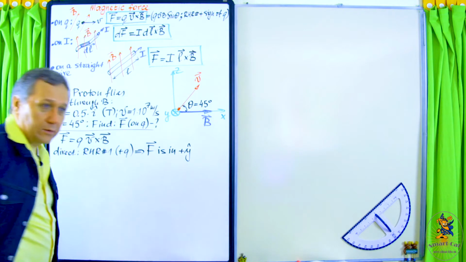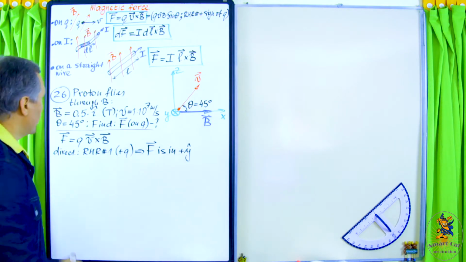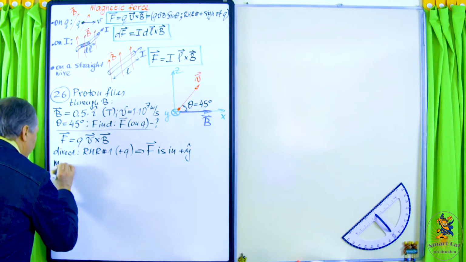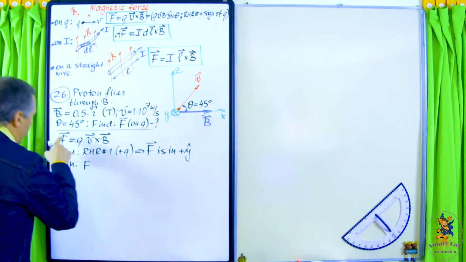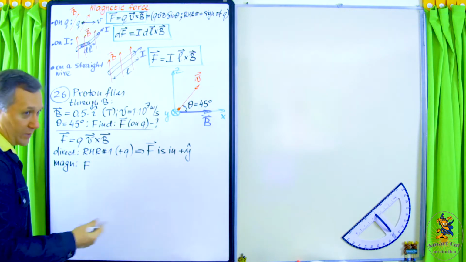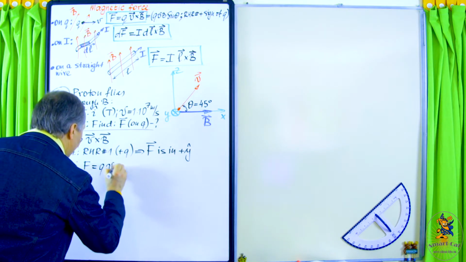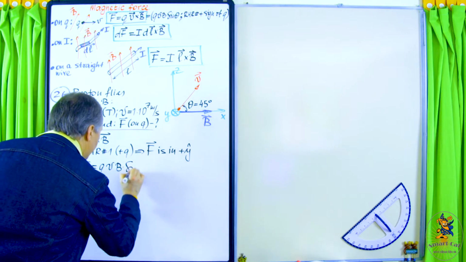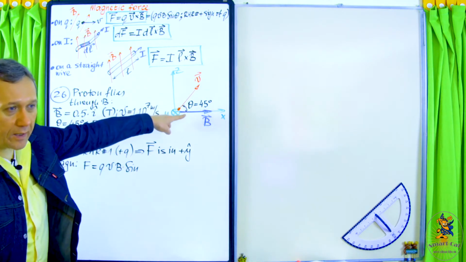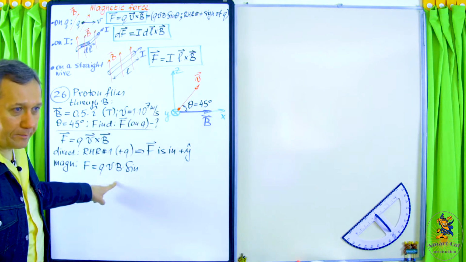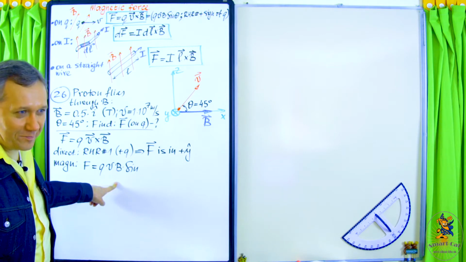And now let's find the magnitude. So now magnitude. All right, so F, now you see there is no vector sign on top, so it means that's the magnitude. It will be Q, V, B, and sine of the correct angle. Right? Is this the correct angle for the cross product? Of course it is.